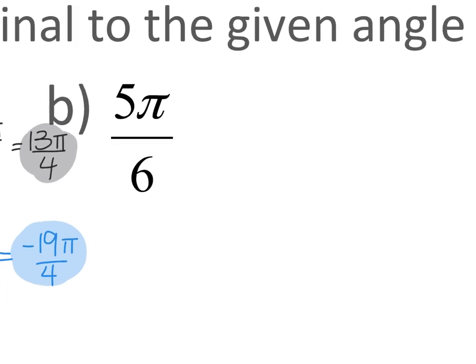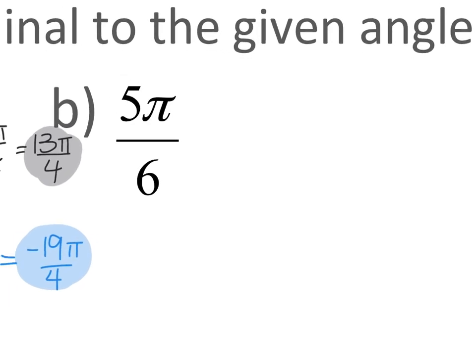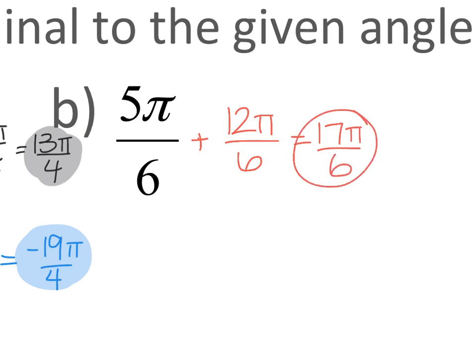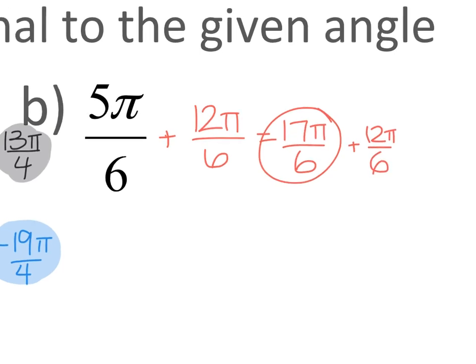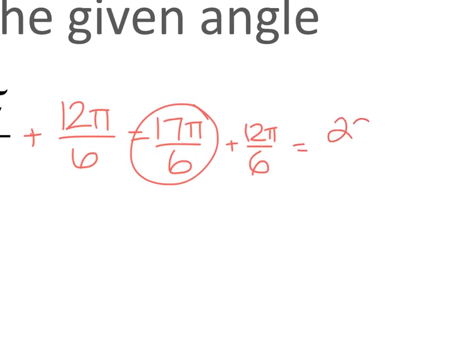Okay, let's try B. So same thing, 2 positives. I'm going to take 5 pi over 6 and add 2 pi to it. 2 pi is the same thing as 12 pi over 6. And I get 17 pi over 6. That's the first positive. Add 12 pi over 6 again, and I get 29 pi over 6.